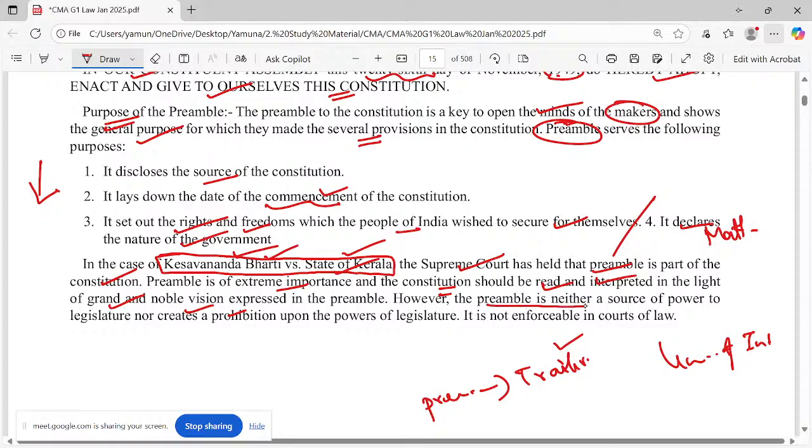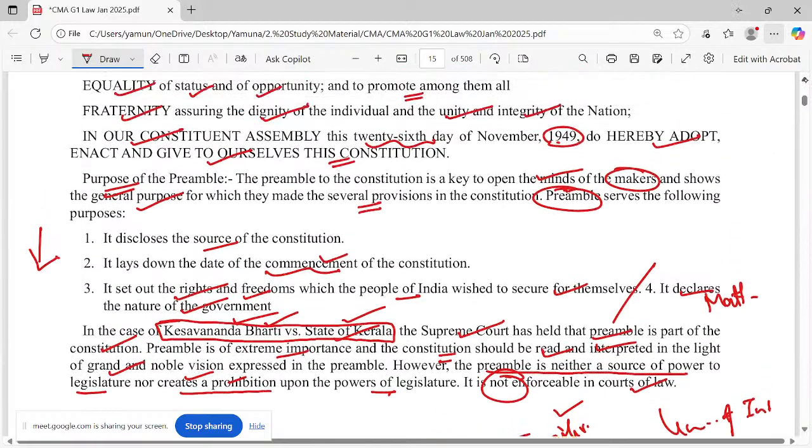So it says the preamble is neither a source of power to the legislature, nor does it create a prohibition upon the powers of legislation. And not only that, it is not enforceable in a court of law. Preamble இருக்கு இங்க, அந்த வேர்டு அதை வச்சு போகலாம். For example, I'll go for this word.